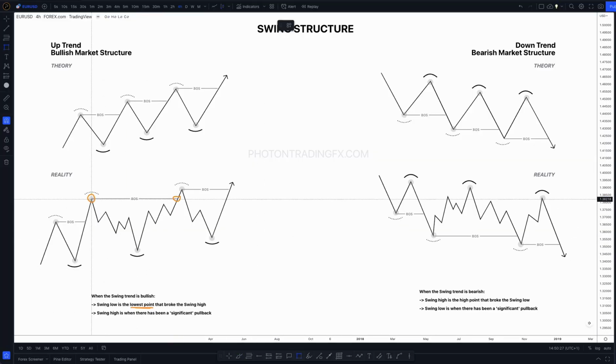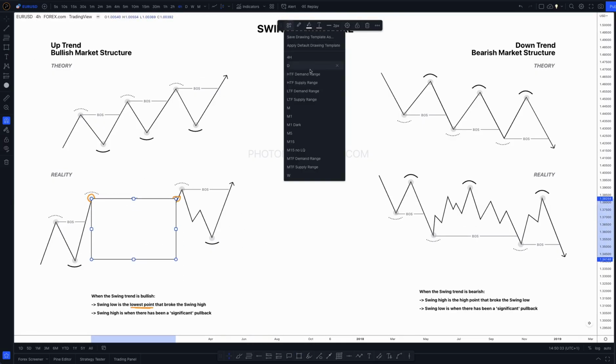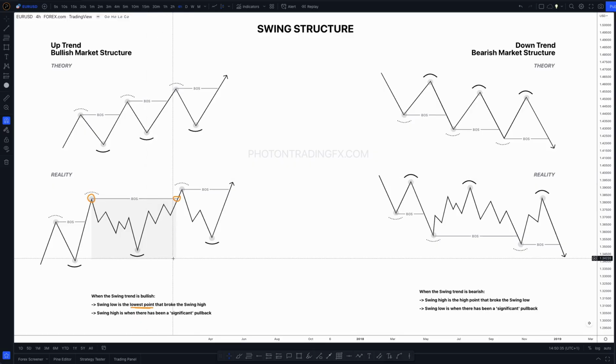So you could grab your box tool and draw it from the high across to where it breaks, and then drag it down. It would help if I had a different color box. There we go. So that gray box in between there, where's the lowest point? And that can help you. So after the high is printed to where it's broken, where's the lowest point? That's always going to be your swing low.